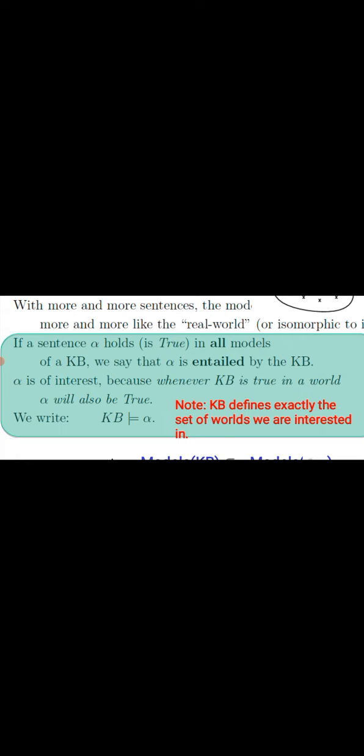Here, models. Here is one model of a set of sentences KB, in which each of the KB sentences is true. The more sentences, the more the model is like the real world. If a sentence alpha is true in all models of the KB, we say that alpha is entailed by the KB. Alpha is of interest because whenever KB is true, alpha will also be true. So the KB defines exactly the set of worlds we are interested in. KB entails alpha. It is in the real world.